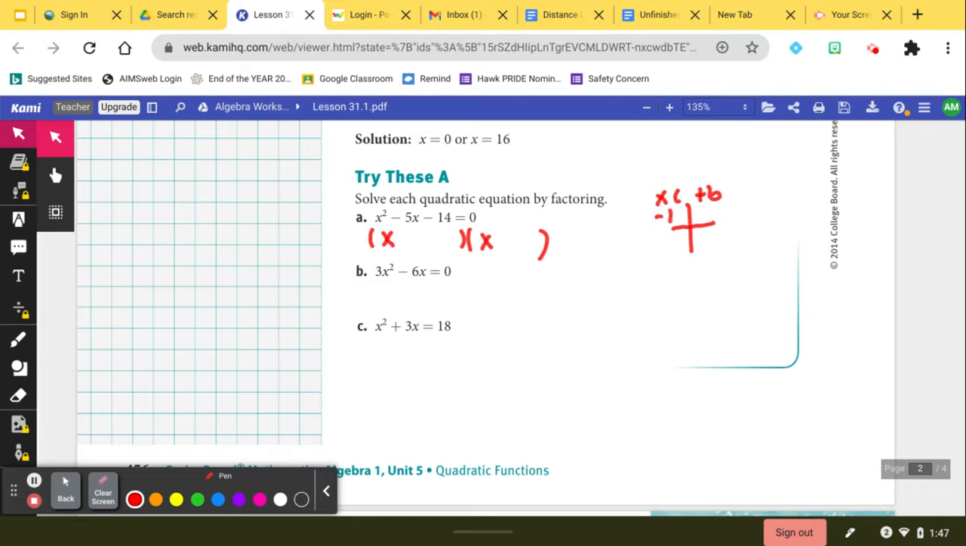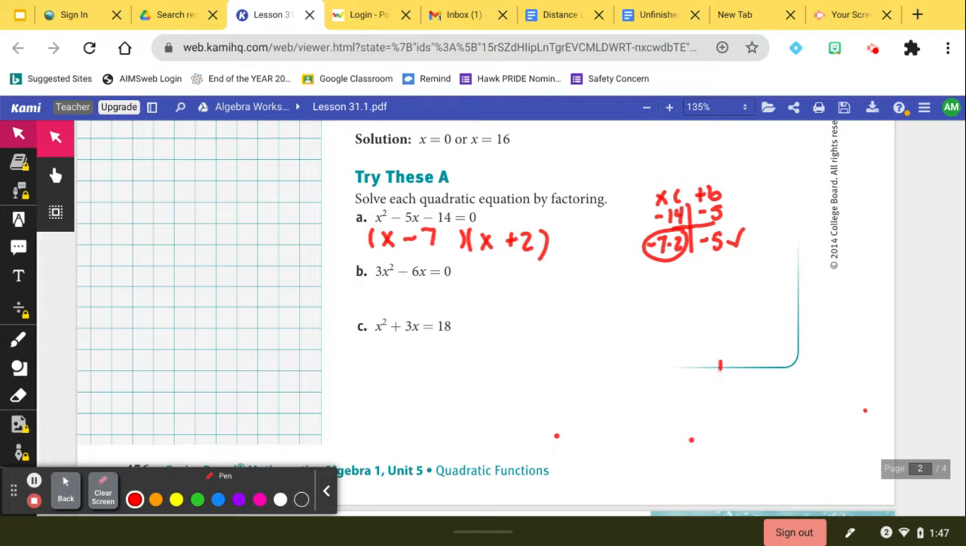So negative 14 and negative 5. Well, just thinking of factors of negative 14, negative 7 times 2 is negative 14, and negative 7 plus 2 is negative 5. So these are the two numbers in my binomials. So x minus 7, x plus 2. We're almost done, but we're not quite done.